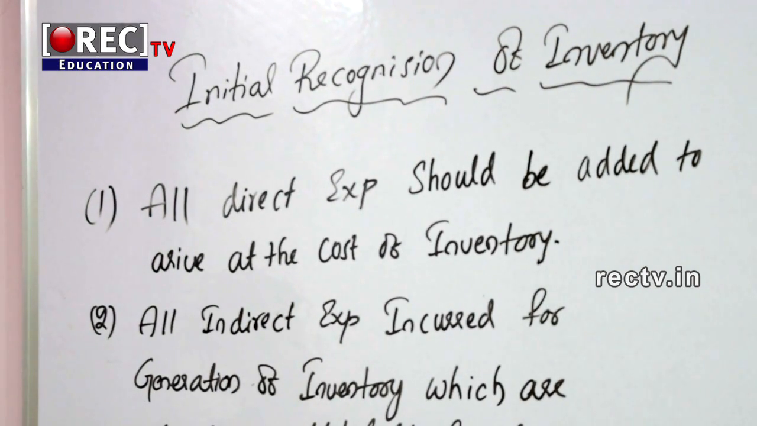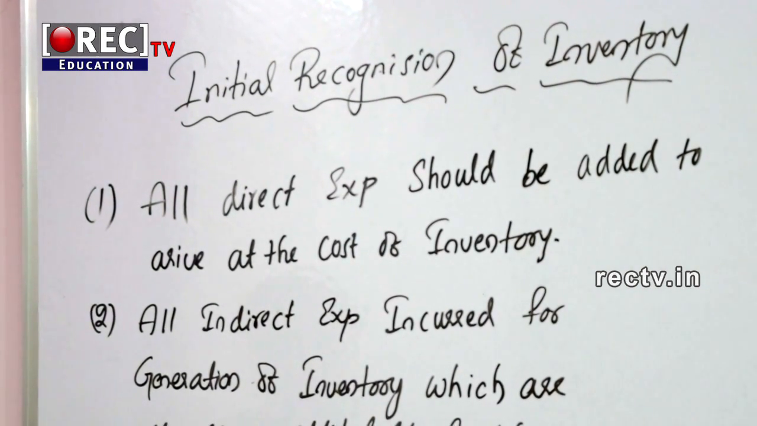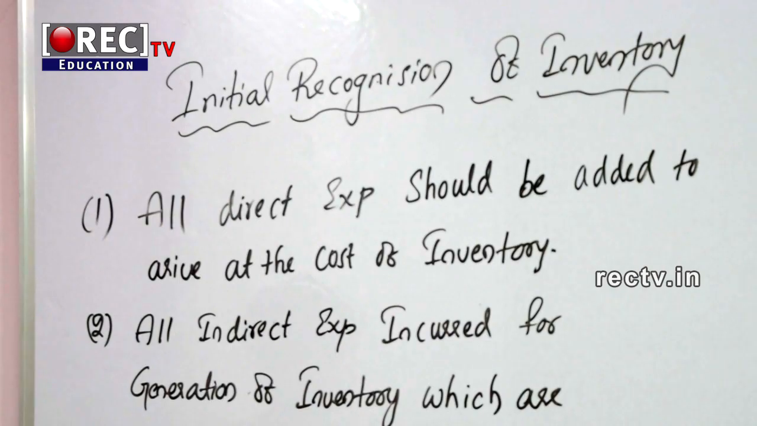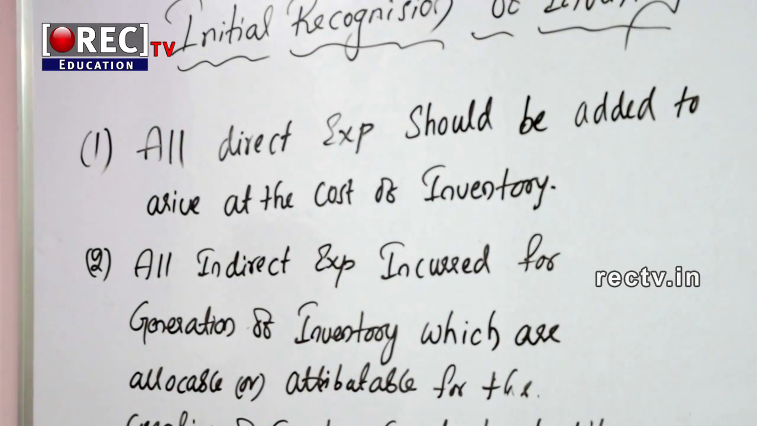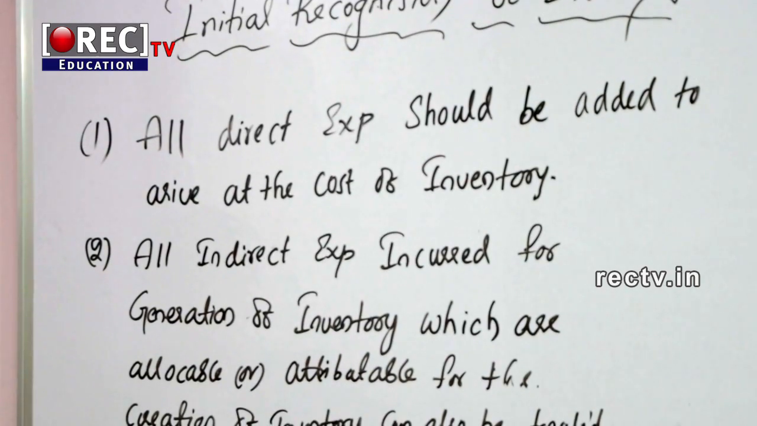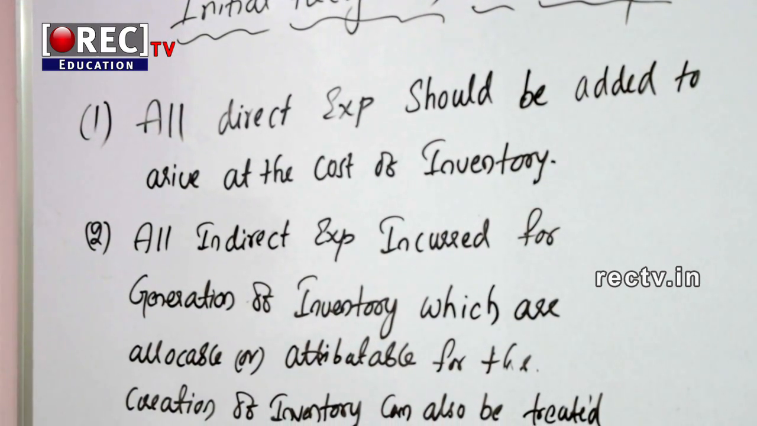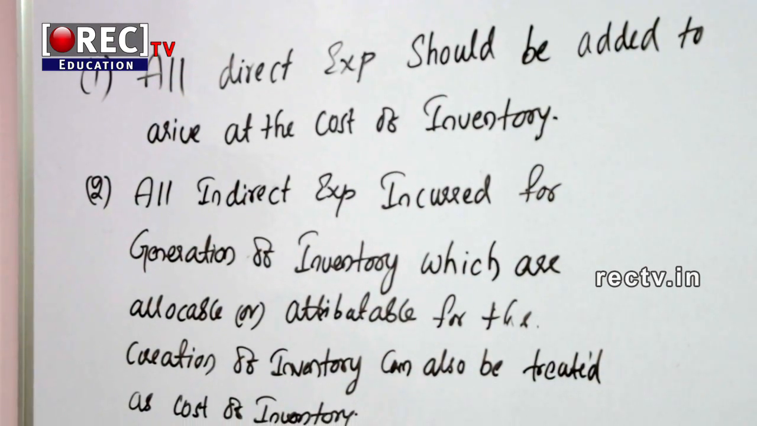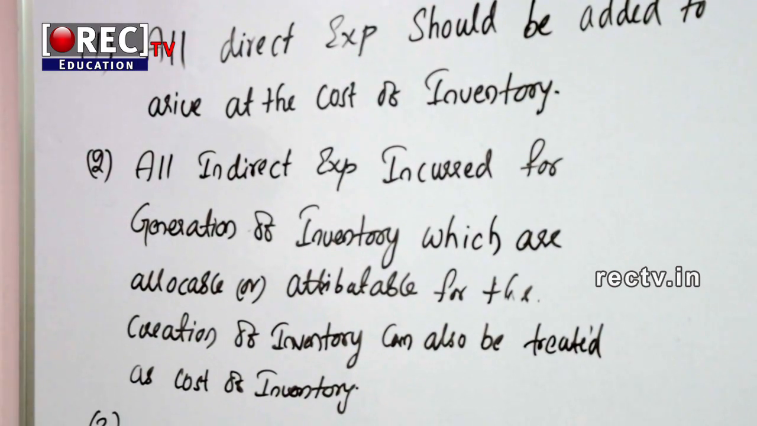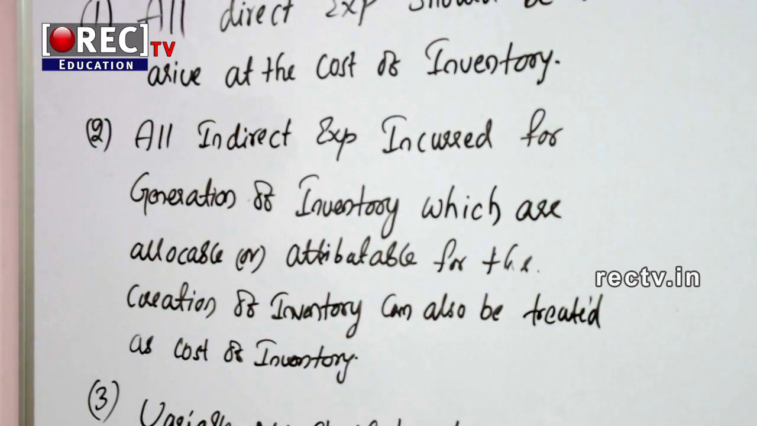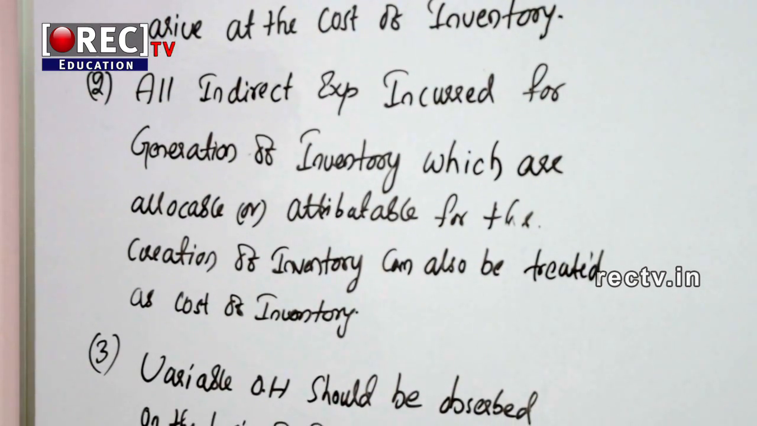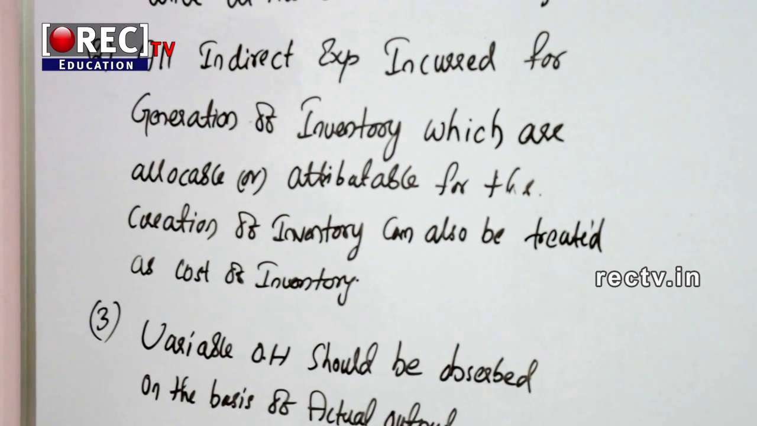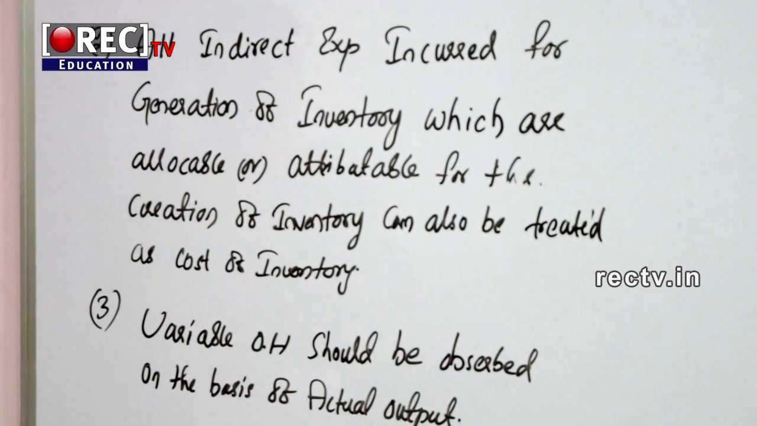Initial recognition of inventory: already we have seen initial recognition of inventory in case of purchase. Now let us see initial recognition of inventory in case of house developed. All direct expenditure should be added to arrive at the cost of inventory, and all the indirect expenditure incurred for generation of inventory which is allocable or attributable to the creation of inventory can also be treated as a cost of inventory. So all the indirect costs incurred for the generation of inventory are also treated as a cost of inventory.